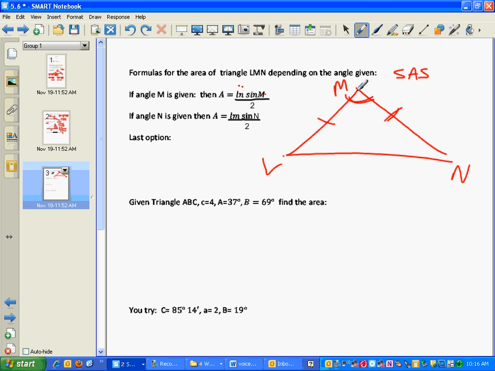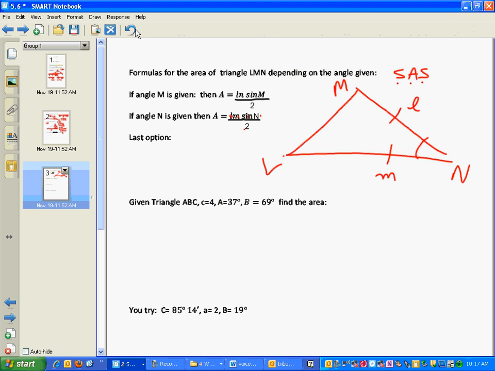If you are given angle N, in this case, then the corresponding sides that have to be given for us to use side angle side would be this one and this one, which is side M and side L, and that's how they're getting L times N times the sine of N. And so my last, divided by 2.